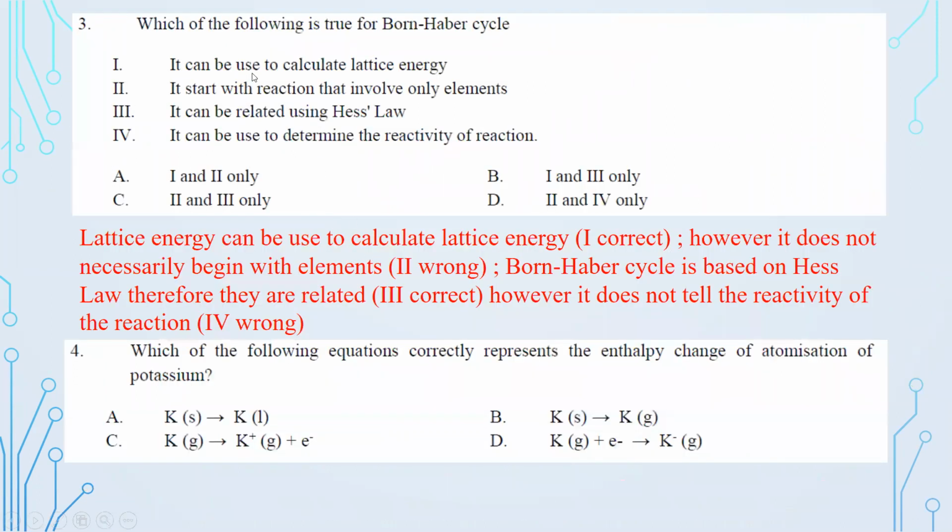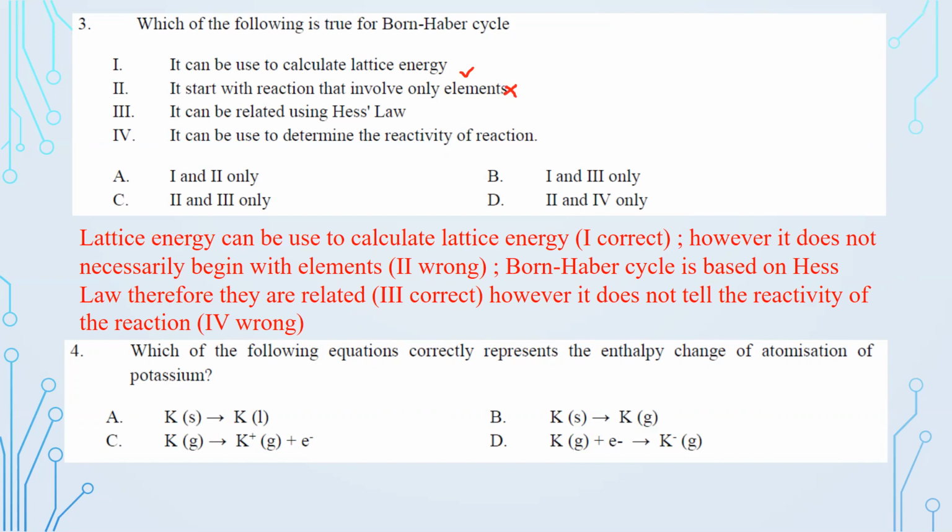Then 3, which of the following is true about the Born-Haber cycle? 1, it can be used to calculate lattice energy. Of course it can be used to calculate lattice energy, so number 1 is correct. Number 2, it starts with a reaction that involves only elements. Not necessarily, because when we start the lattice energy cycle, we can start from any place that we like.